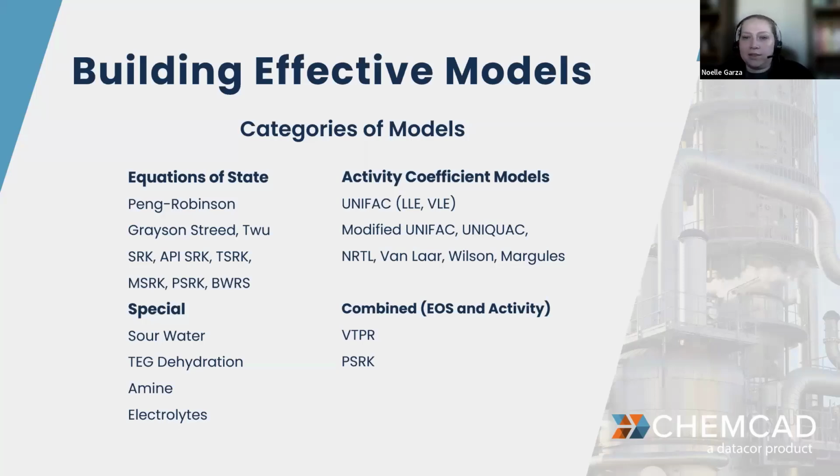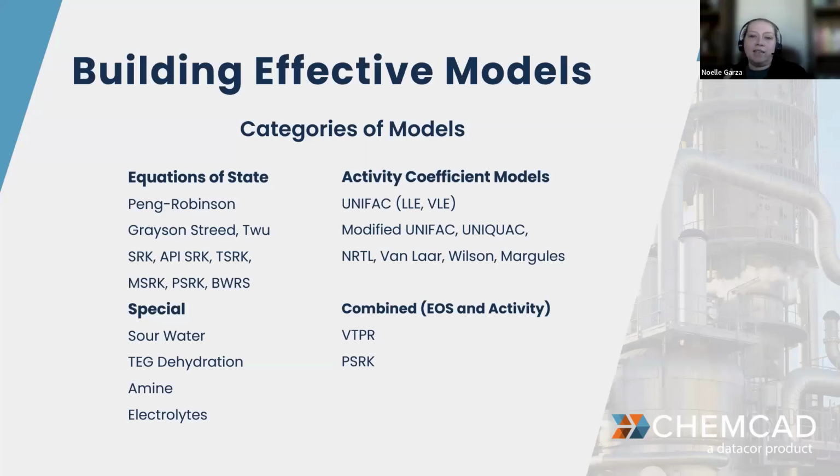And then finally, we also have some combined models. The VTPR is volume-translated Peng-Robinson, and Peng-Robinson is an equation of state. In PSRK, the P stands for predictive, and SRK is another equation of state. So these are combined equation of state and activity coefficient models. They use something called a mixing rule to modify the parameters so that the equation of state is better for non-ideal mixture behaviors. For example, they do really well for supercritical fluids.